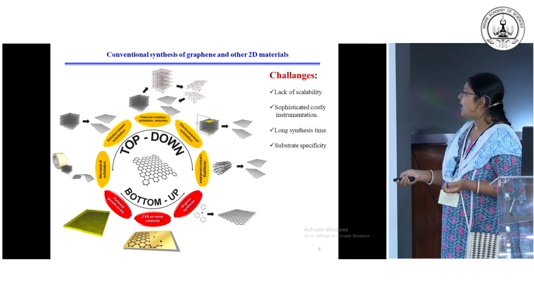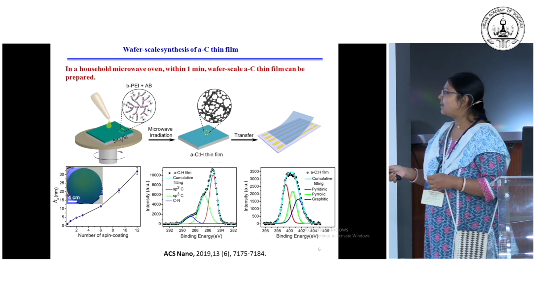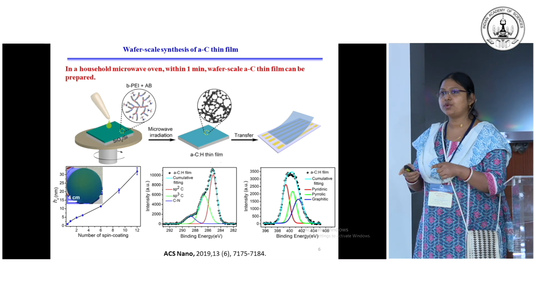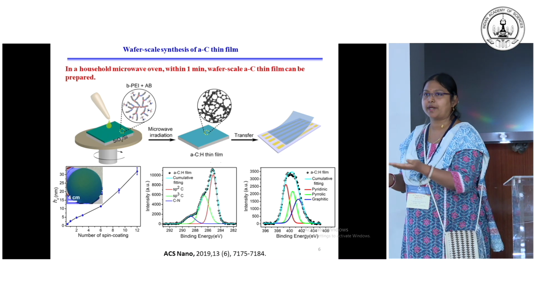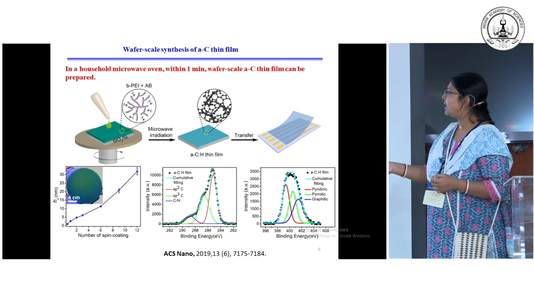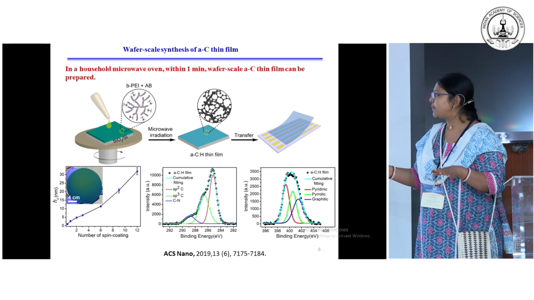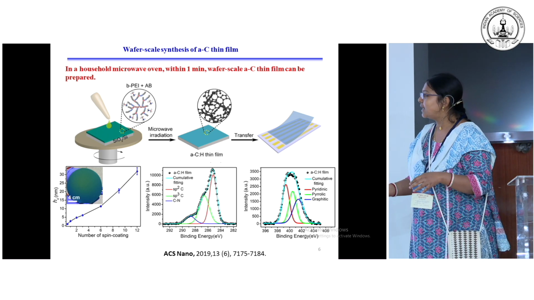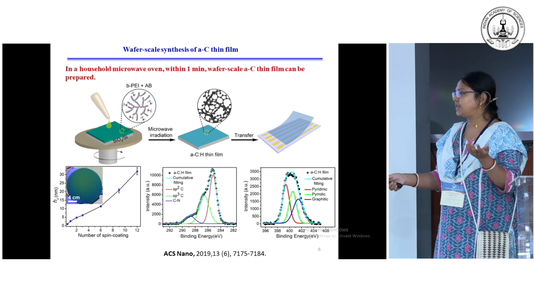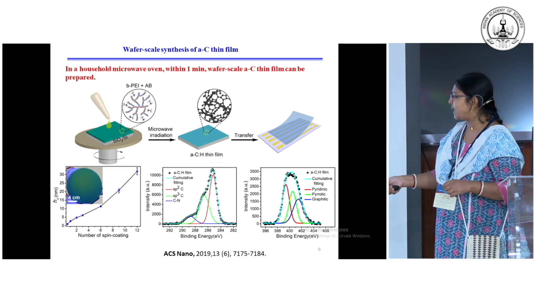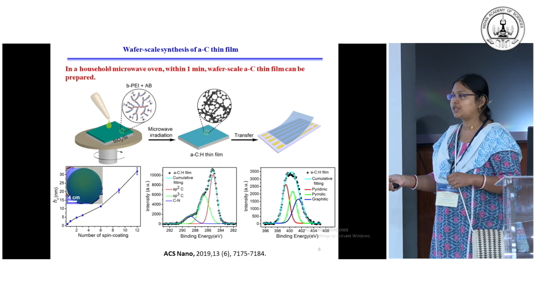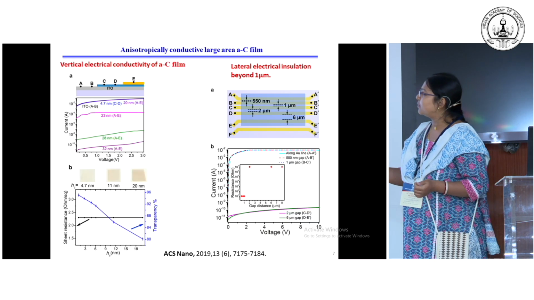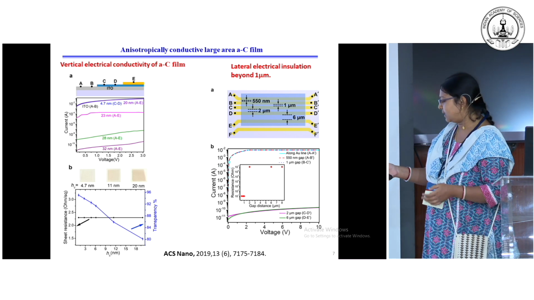So, we have developed a very easy synthesis method, where we spin coat a precursor polymer solution over a whole 6-inch SiO2/Si wafer and just microwave it in a household microwave for 1 minute, and then we get the amorphous carbon film over the whole wafer. We can transfer that film over any desired substrate. We can precisely control the thickness ranging from 1 nanometer to 32 or 50 nanometers, and from XPS we found that the film is nitrogen doped.